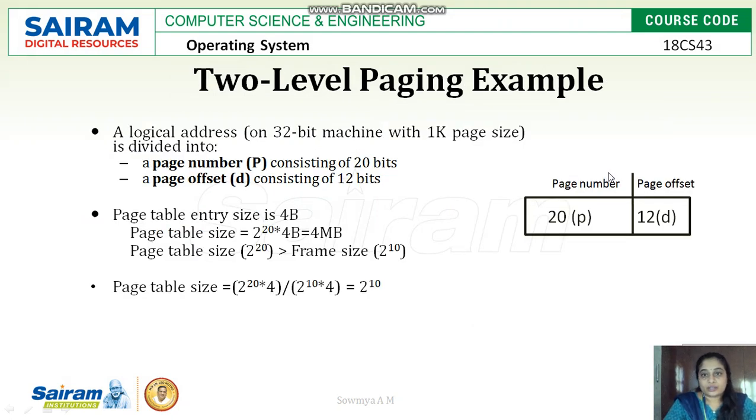Next one is a 2-level paging example, where you have page number and page offset. The logical address on a 32-bit machine with 4 KB page size is divided into two. One is the page number, which consists of 20 bits, and the second one is the page offset, which consists of 12 bits. So in total it is again 32 bits. Page table entry size is 4 bytes. So page table size will be 2 power 20 into 4 bytes, which is equal to 4 MB.